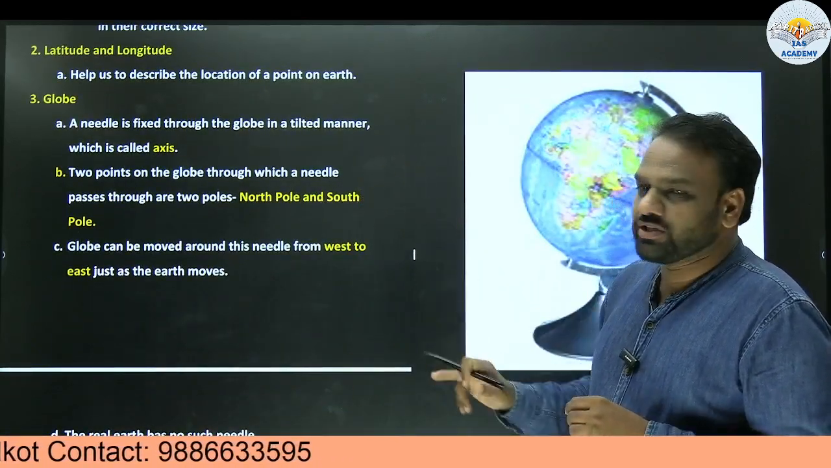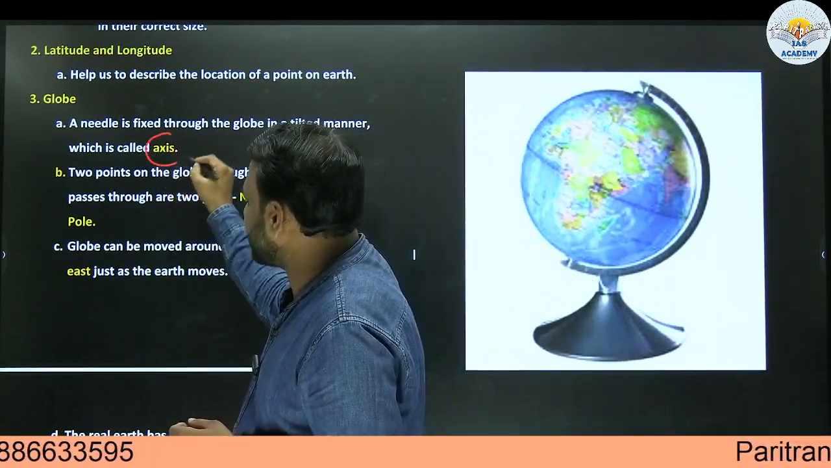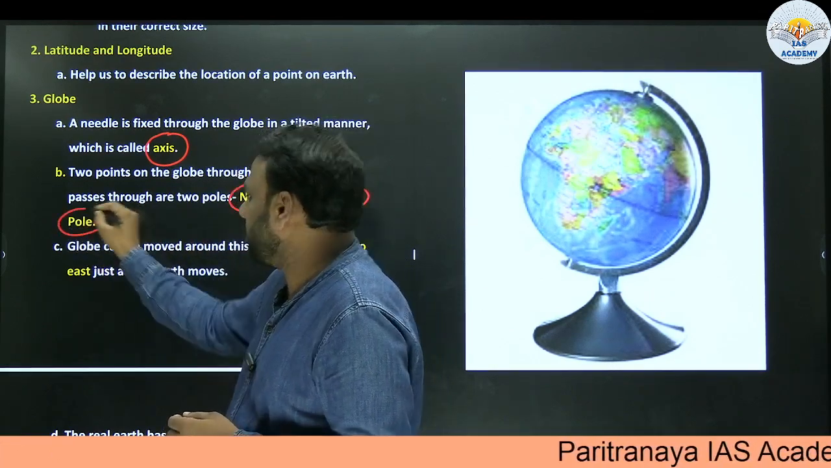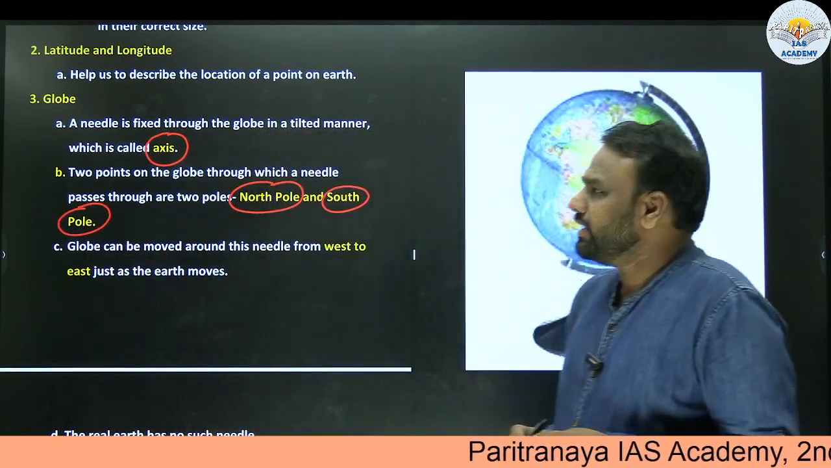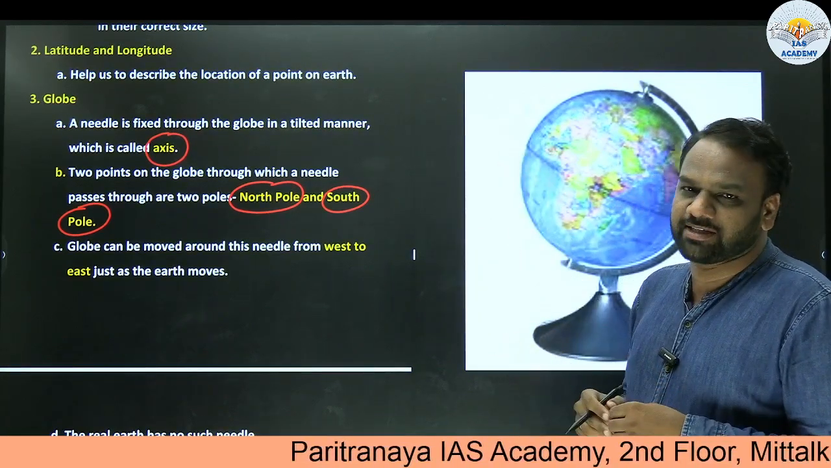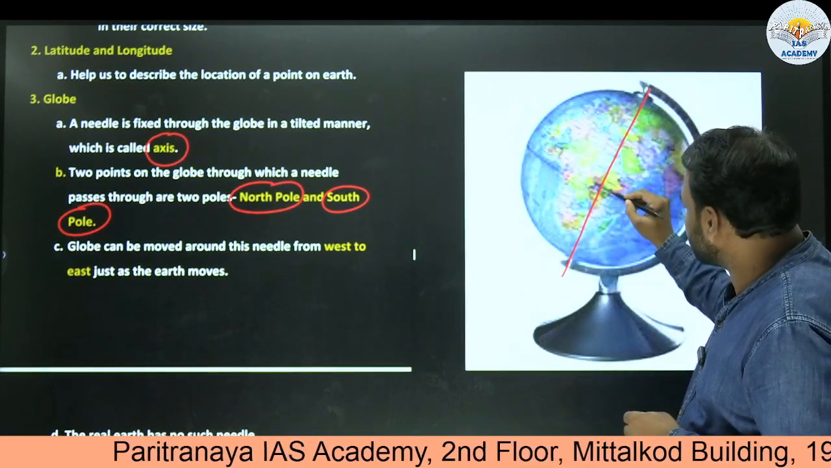A needle is fixed. There are a few concepts that we need to understand here. First, we need to understand what is axis. We need to understand what is North Pole, what is South Pole. A needle is fixed through the globe in a tilted manner, which is called the axis. So here an imaginary needle exists. This is called the axis.